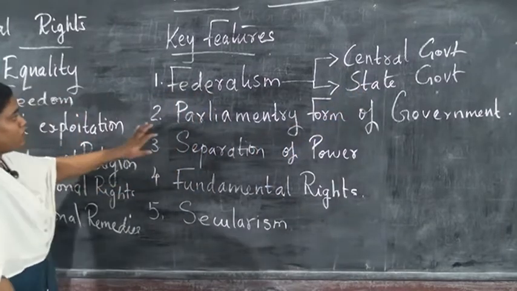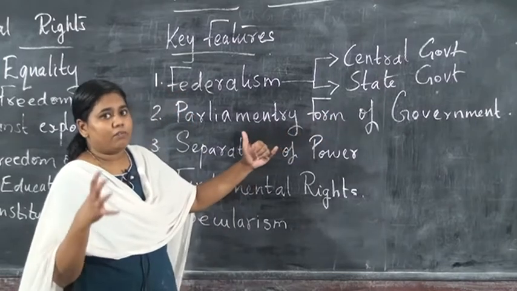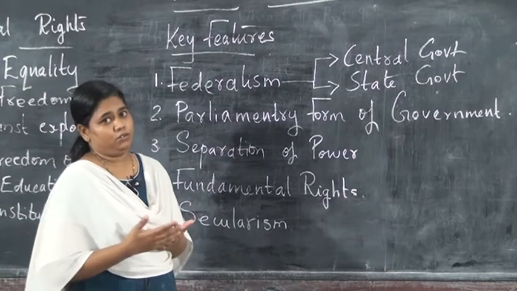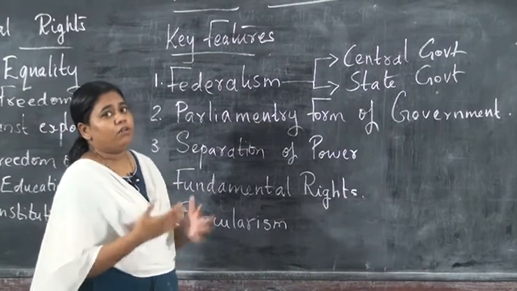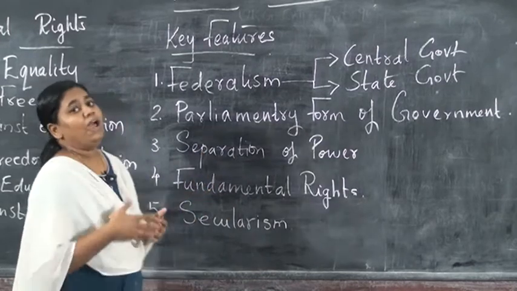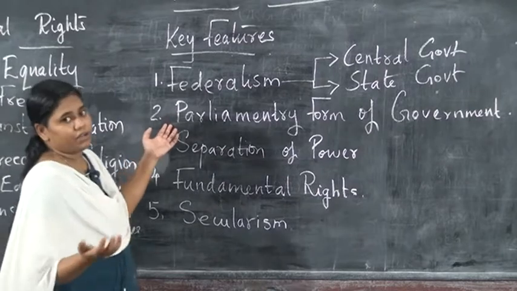Another one was the parliamentary form of government. We said already, parliamentary form of government means the citizens who are 18 and more than 18 years have the right to elect their representatives. That was the parliamentary form of government.